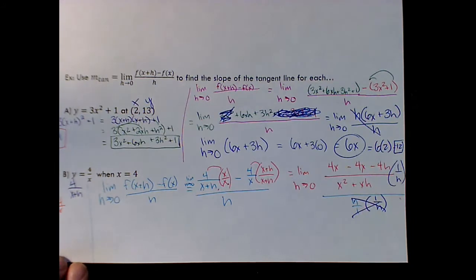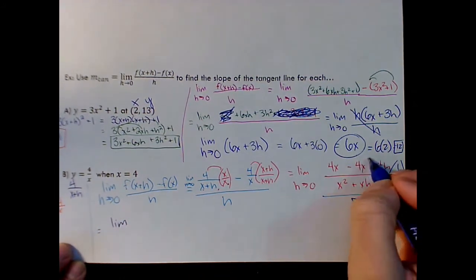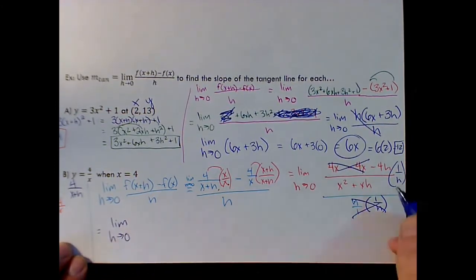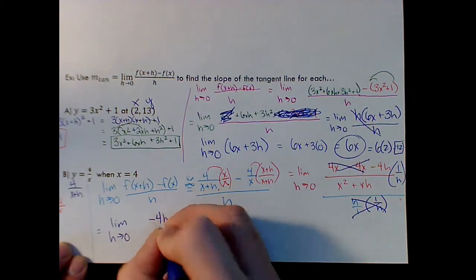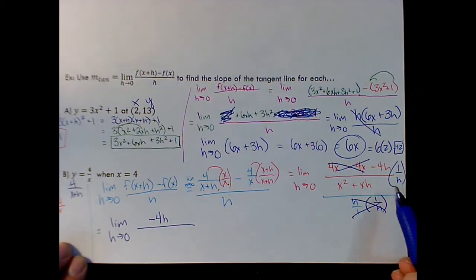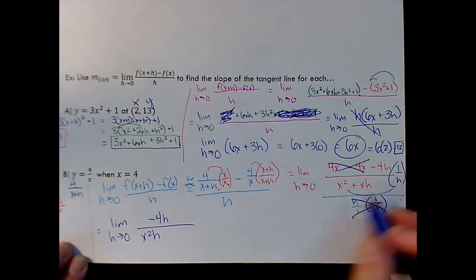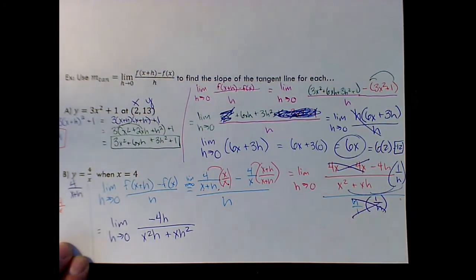So what that will turn into is the limit as h approaches 0 of negative 4h times 1, which is just negative 4h, over x squared times h, which is x squared h, plus x times h squared. See what I did there? Much better looking. Let's plug in 0.